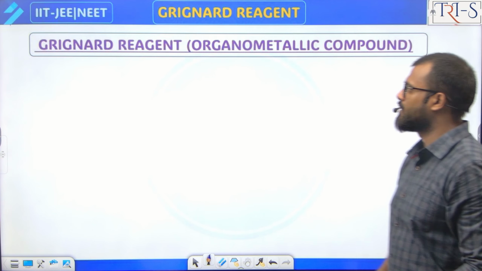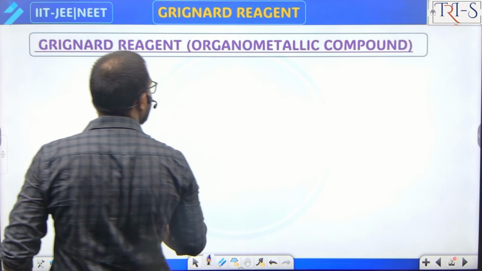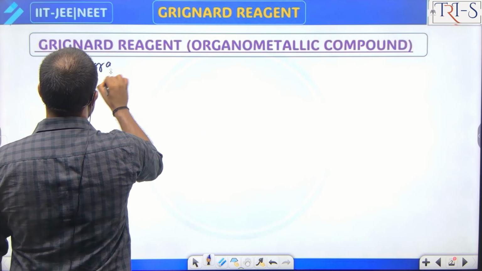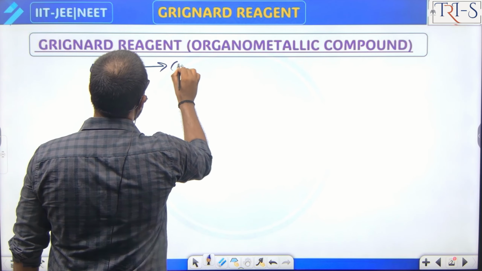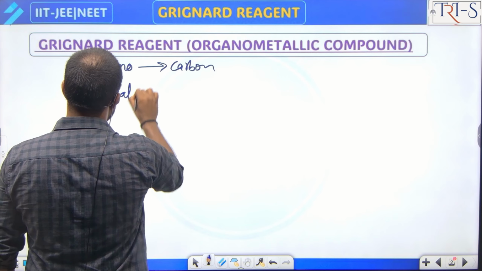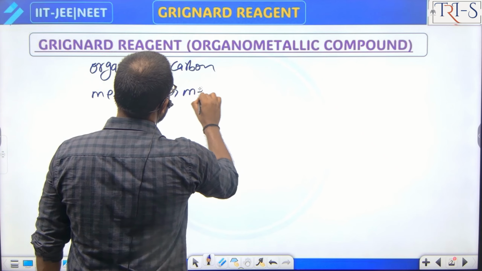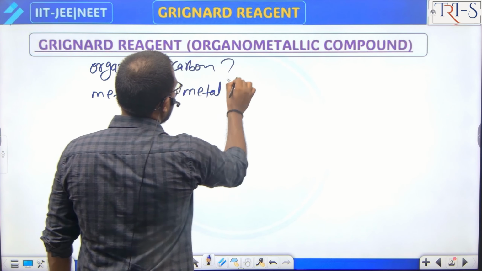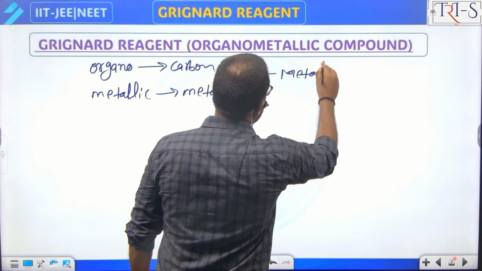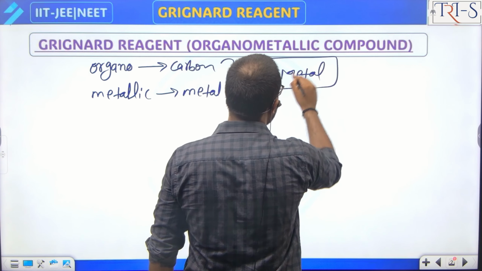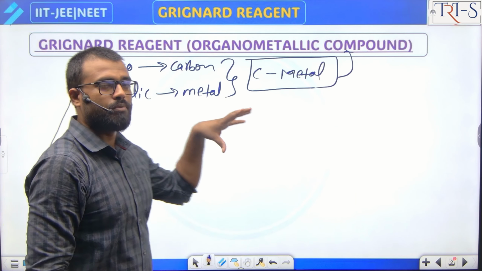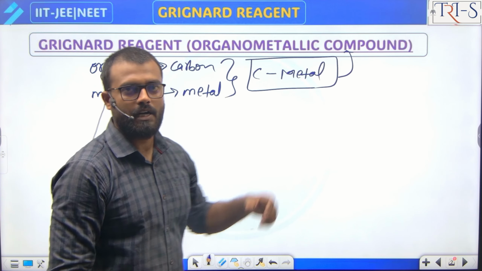The topic is Grignard reagent. Grignard reagent is also called an organometallic compound. The term organometallic: organo means carbon, metallic means metal. When carbon is directly bonded with metal, it is referred to as an organometallic compound. And one of the most important organometallic compounds is Grignard reagent.